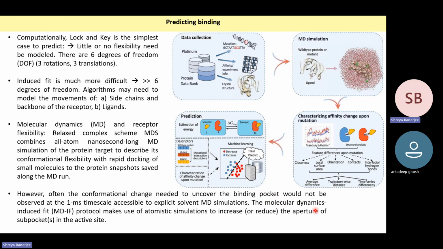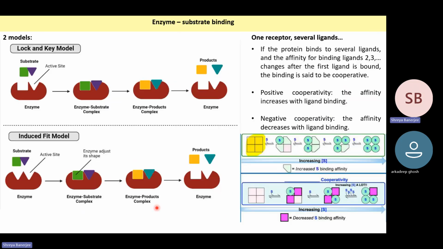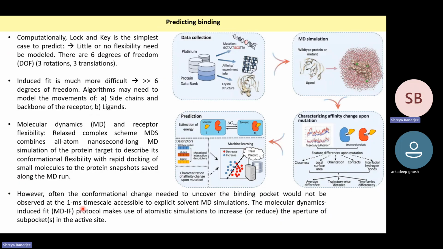So then the molecular dynamics induced fit needs to be adjusted in such a way so that it is of the same time scale as the change in conformation of the enzyme, and only then we can study how the enzyme conformation is changing to fit the substrate. So that way induced fit is much more difficult, because with conventional molecular dynamics, the time scale will not be able to show the conformational change in the enzyme, and a much more specialized molecular dynamic simulation is needed.